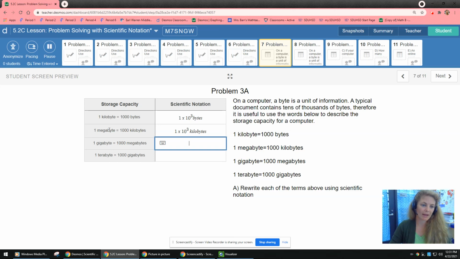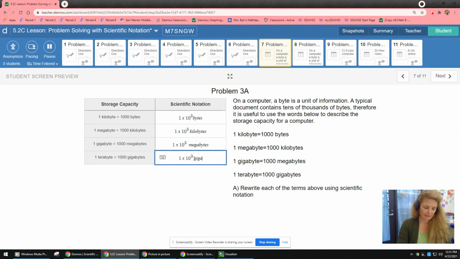But here we go, kilobyte, megabyte, gigabyte, terabyte. So notice a gigabyte is 1,000 megabytes. So I'm just going to do a little copy paste action, megabytes. And again, a terabyte is 1,000 gigabytes, so it's 1 times 10 to the third gigabytes. So what we're going to do on the next screen is convert these into how many bytes they are so we can do some math with them.